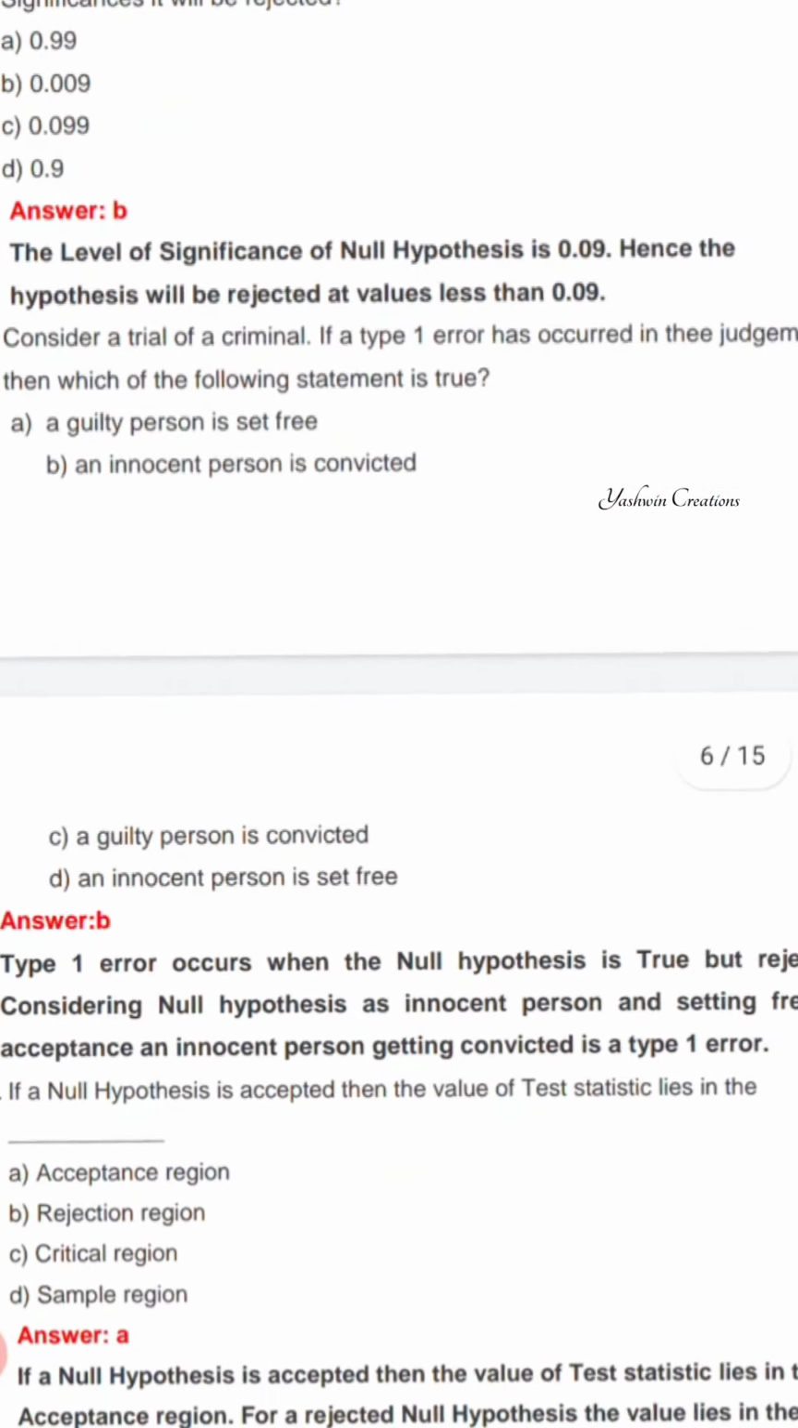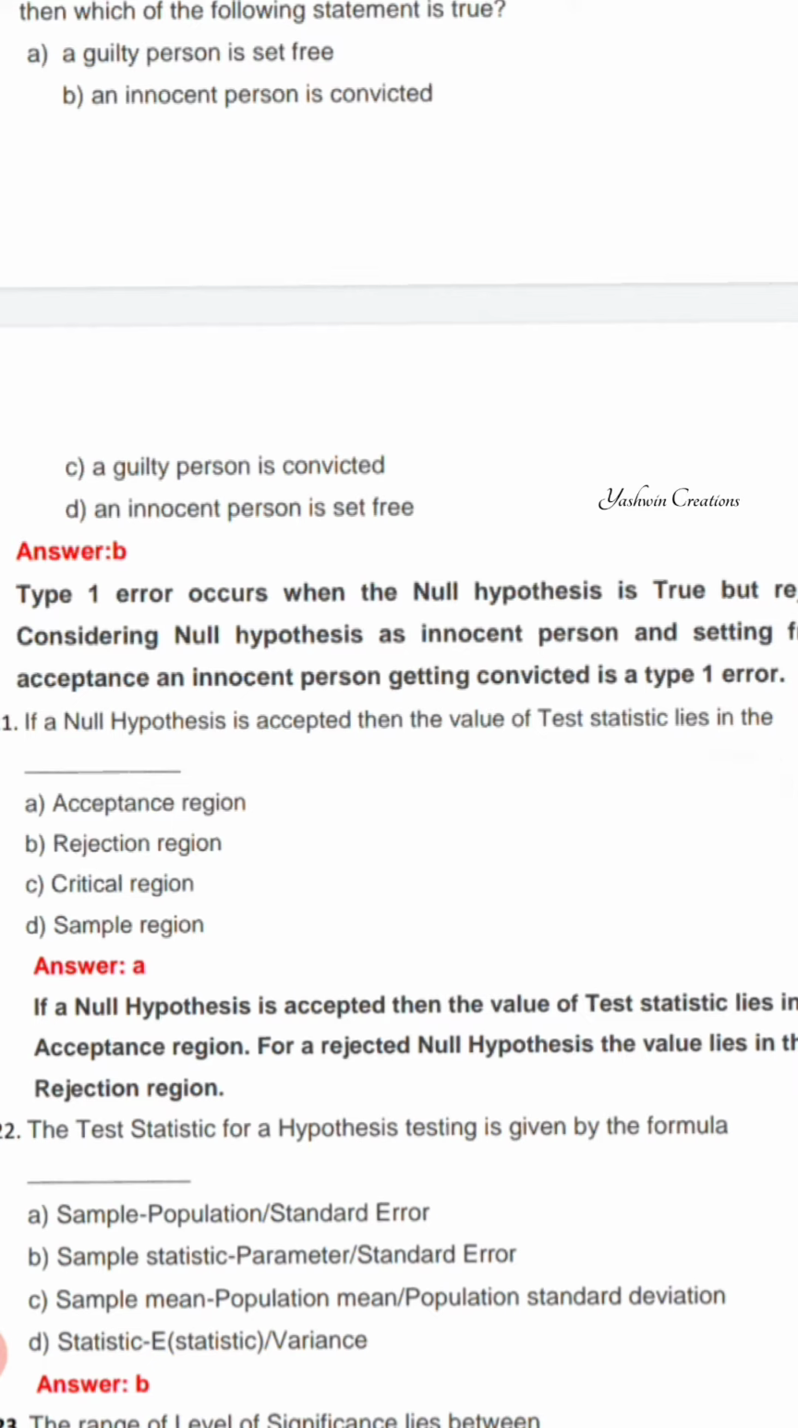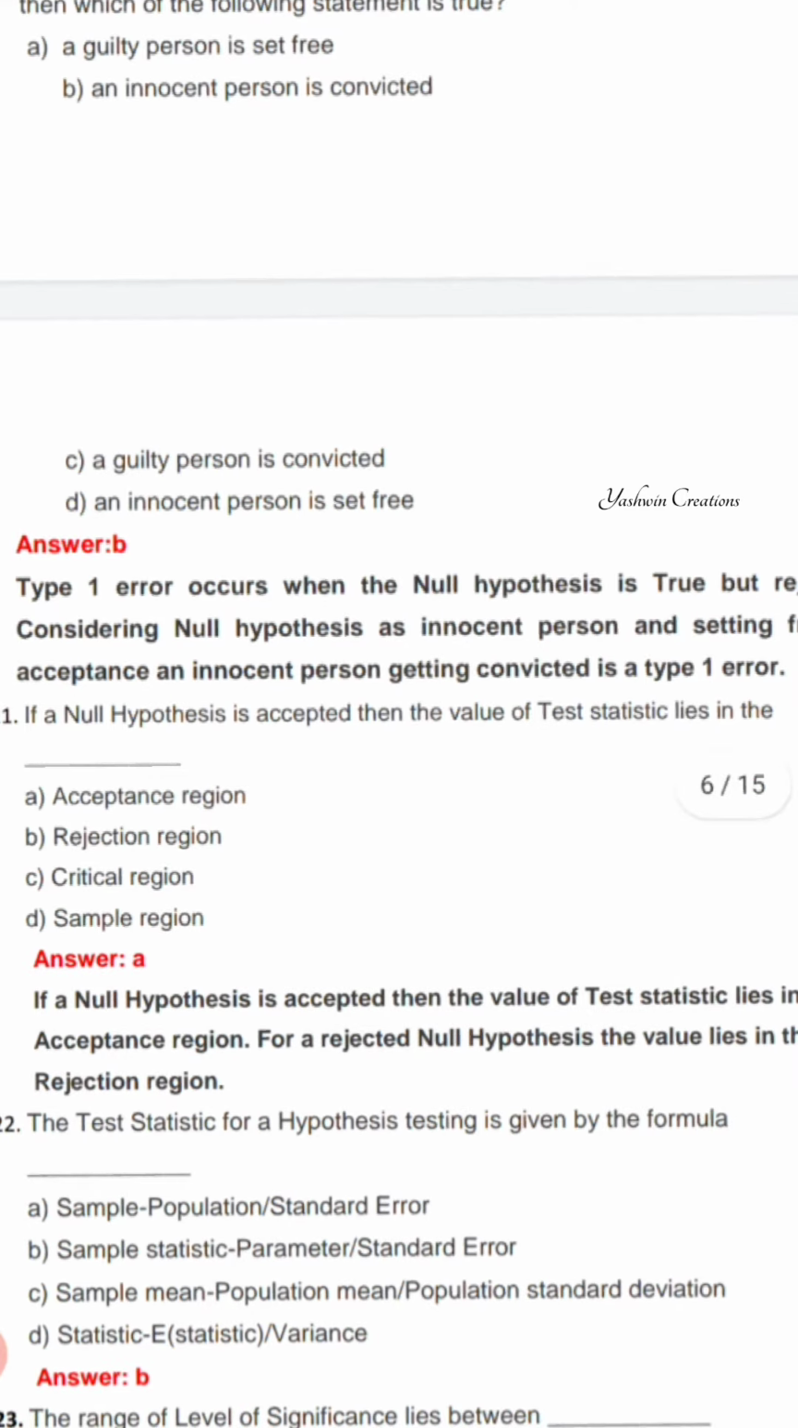Next, if a null hypothesis is accepted, then the value of the test statistic lies in the acceptance region. The explanation: if a null hypothesis is accepted, then the value of the test statistic lies in the acceptance region. For a rejected null hypothesis, the value lies in the rejection region.